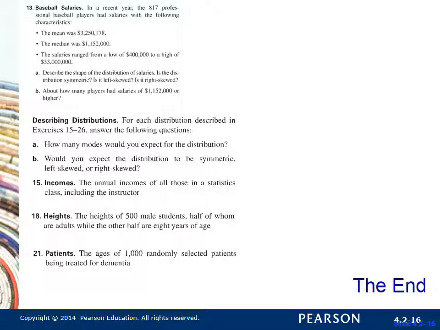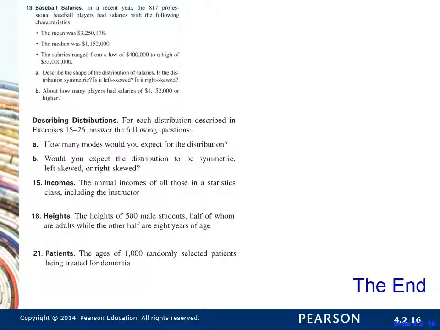So how many modes would I expect? One. And then it would be right skewed because most of the students are making little or nothing. Again, that's at a 4-year school. If it's not, I wouldn't even say it had a mode at all. I wouldn't know for sure. So we'll just go with the expectation of a 4-year dorm college where most of the students are full-time students.